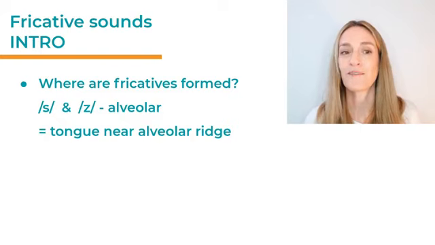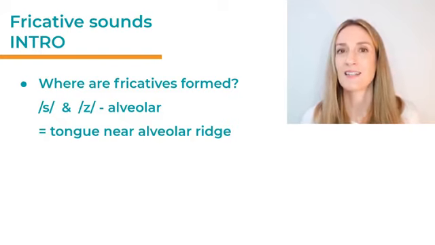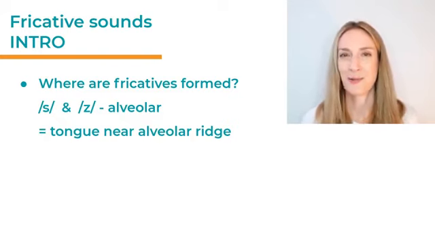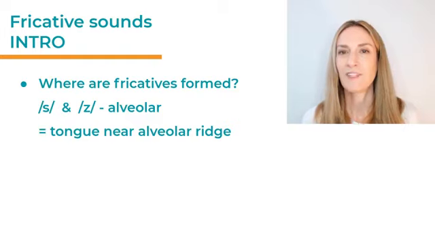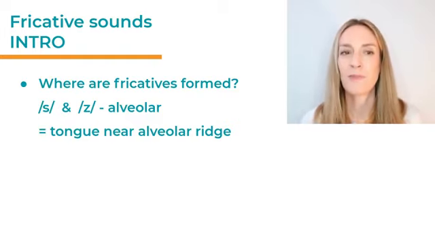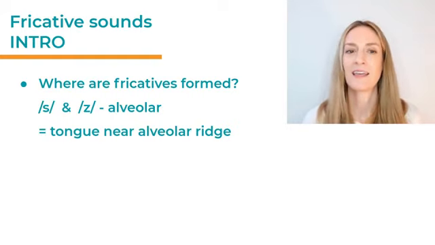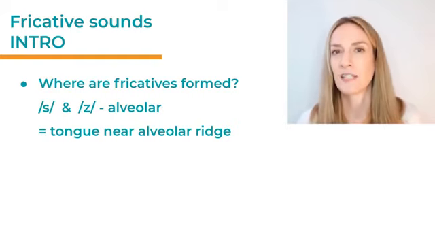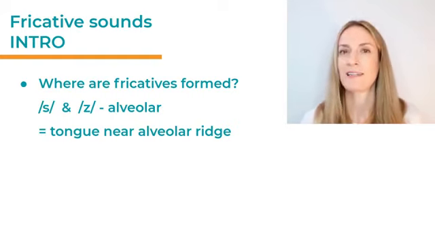Next up, we have s and z. And we need quite a lot of strength for the last one because it's a voiced sound, z. And these we call alveolar. Now, alveolar because we form them with our tongue near the alveolar ridge. You probably wonder where that is in our mouth.